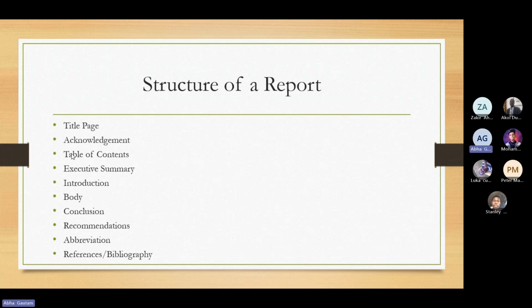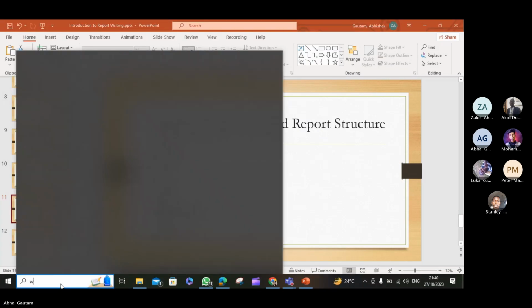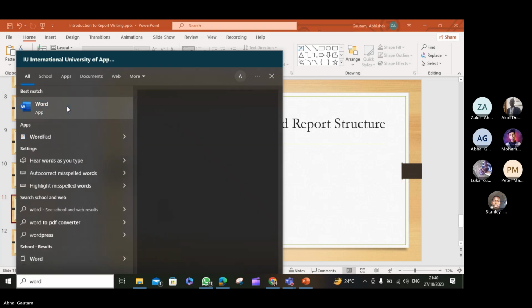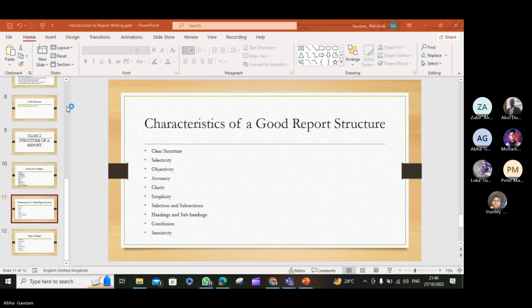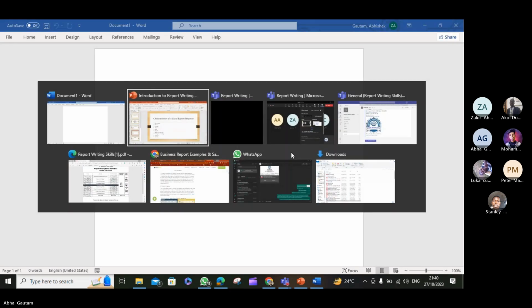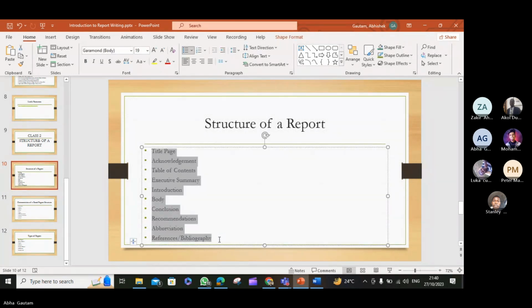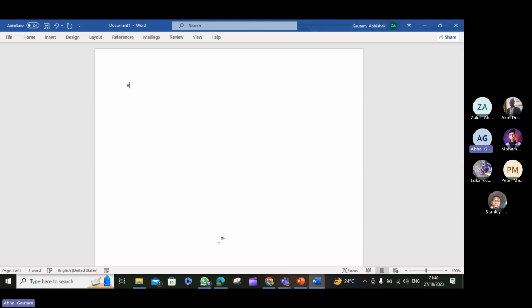Do you know we can create this table of contents using MS Word, and that would be an automation? How many of you know? Okay, let me show you this. See, whatever sections we are having here, let us copy them and paste them over here.